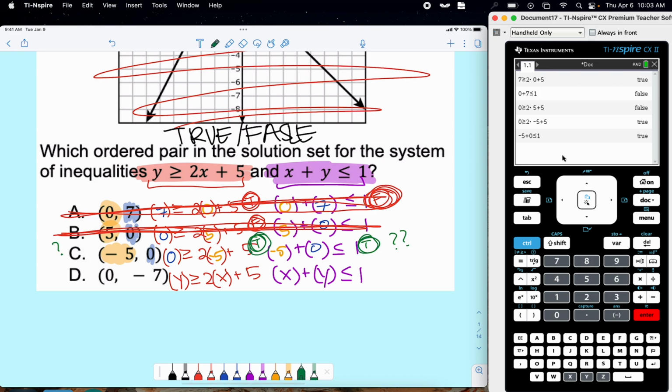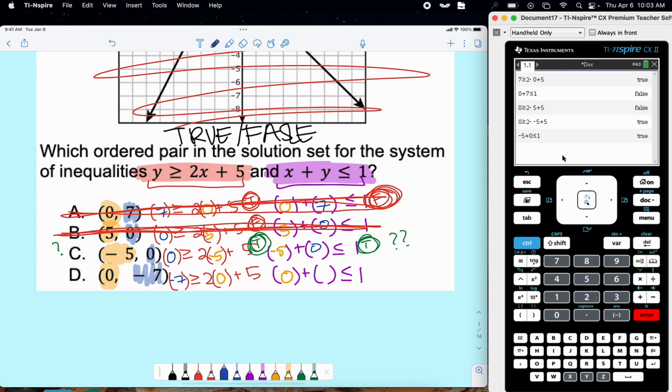So let me just try D just to make sure I didn't make a mistake. So I have 0. Anywhere I see an x, I'm going to put a 0. Anywhere I see a y, I'm going to put a negative 7.